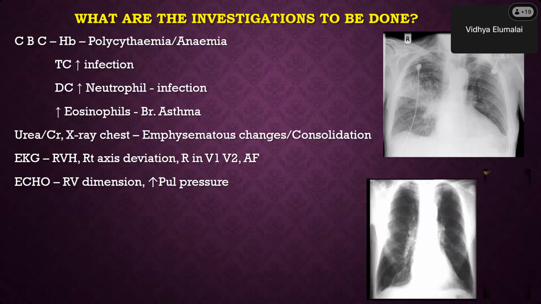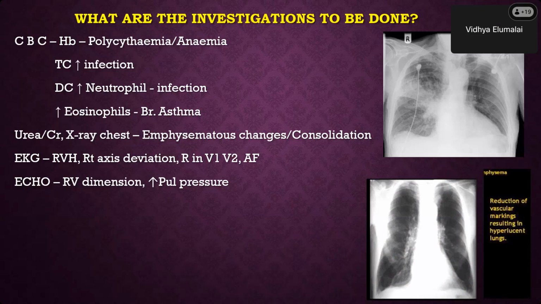So the features are reduction in vascular markings resulting in hyperlucent lungs. And most emphysematous patients will have the so-called tubular heart also. The heart will not have the normal long shape. Bronchovascular markings are confined more towards the hilum. Peripheral bronchovascular markings are not there because the alveoli are too much stretched and more air is there. So they become hyperlucent.